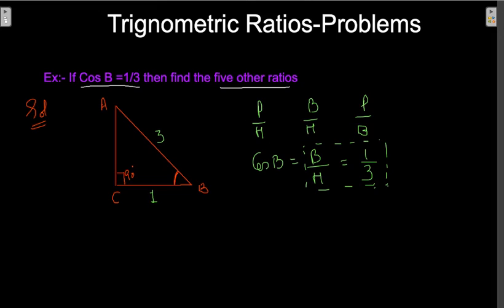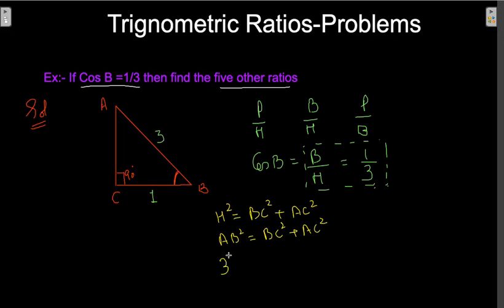Now, what is the Pythagoras theorem? The square of hypotenuse is equal to the sum of squares of BC plus AC square. And what is the hypotenuse? It's AB. AB square is equal to BC square plus AC square, right? Now, what's the value of AB here? This is the AB, the hypotenuse. The value of AB is 3.